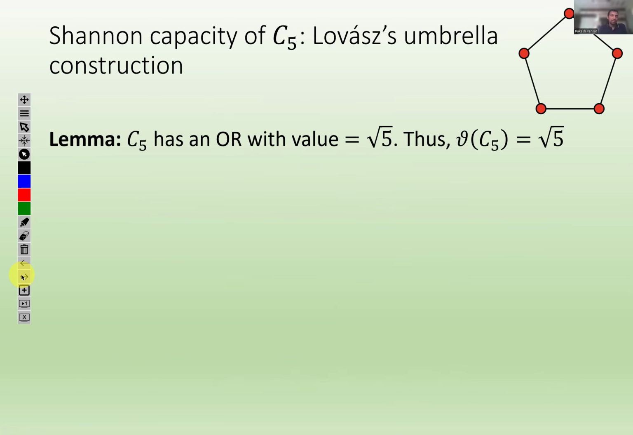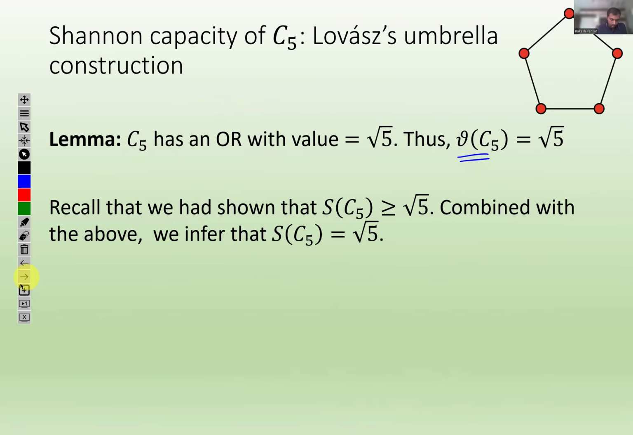Now here's the lemma. I claim that C5 has an orthonormal representation with value square root 5. Okay, and therefore the theta value of C5 is exactly equal to square root 5. That's trivial. But more importantly, recall that we had shown that S of C5 was greater than or equal to square root 5, right? I hope you remember this, when we take the second power of C5, when you set k equal to 2.